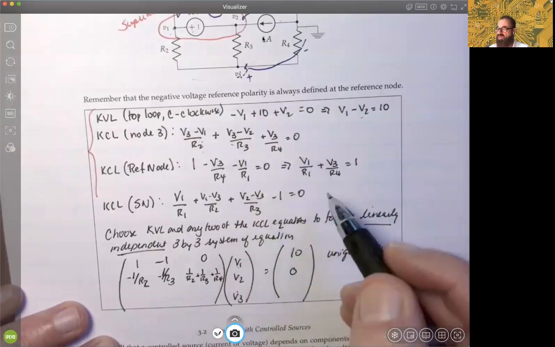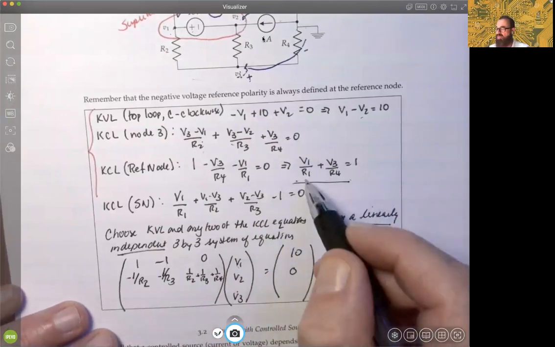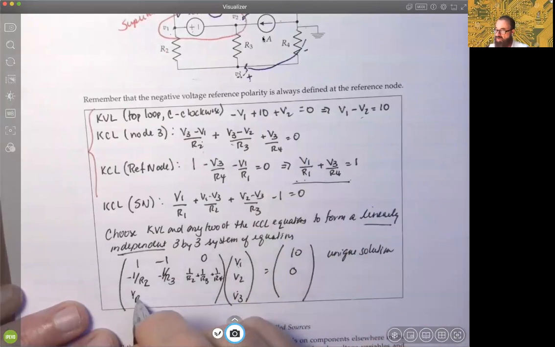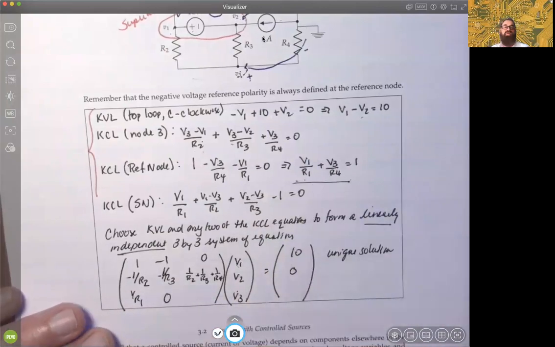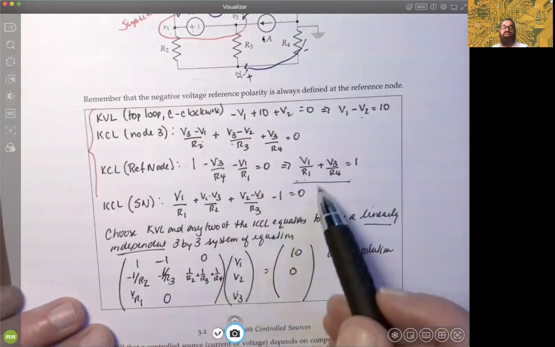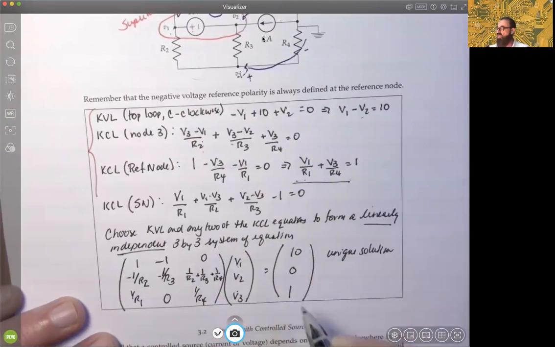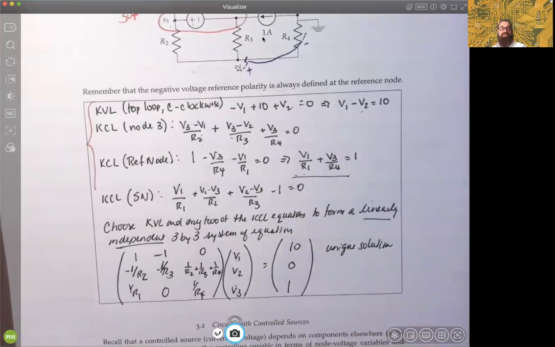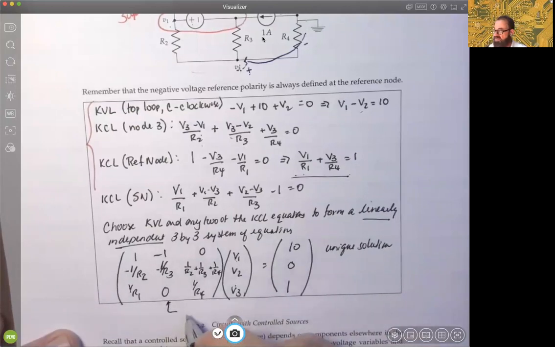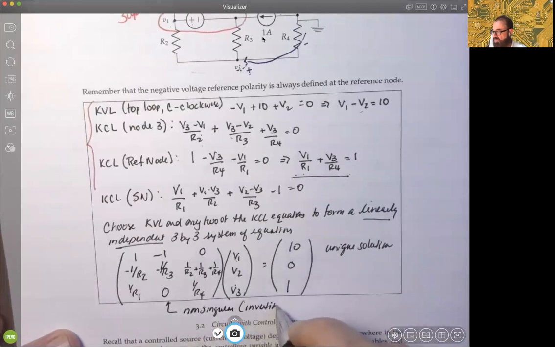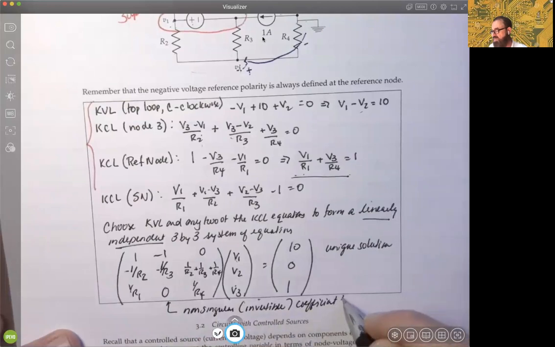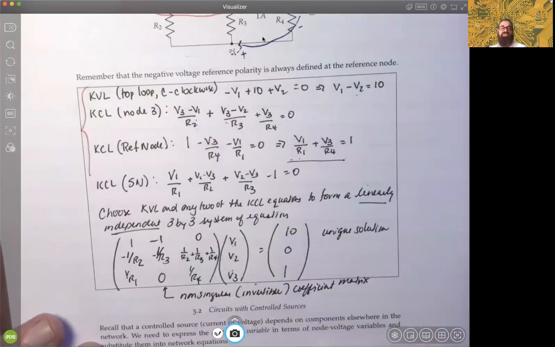Now for the reference node equation, there we go. This time, there's only 1 over R1 in front of the V1. There is no coefficient for V2, so we'll place a 0 there, and then we have 1 over R4 as the coefficient for V3, and that must be equal to 1, okay? So what we have here is a non-singular, or we could say invertible, coefficient matrix, because the rows and columns are linearly independent, okay?